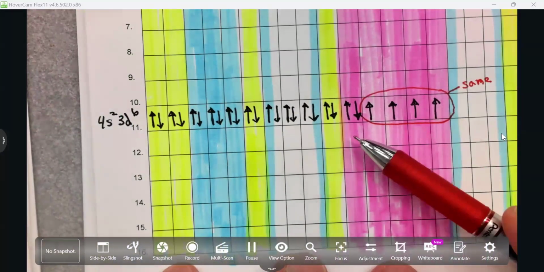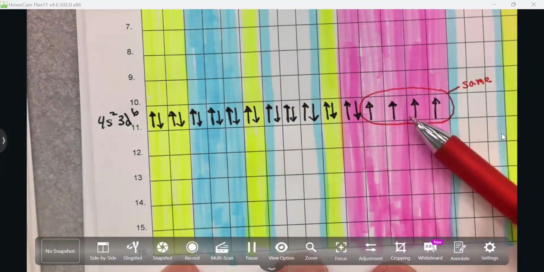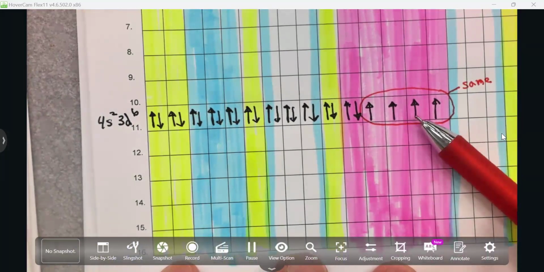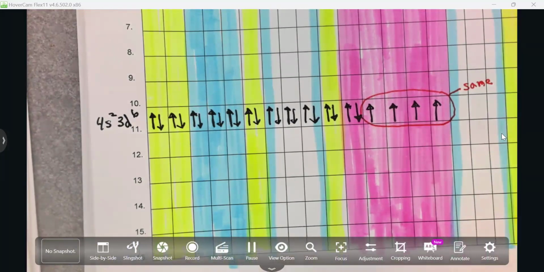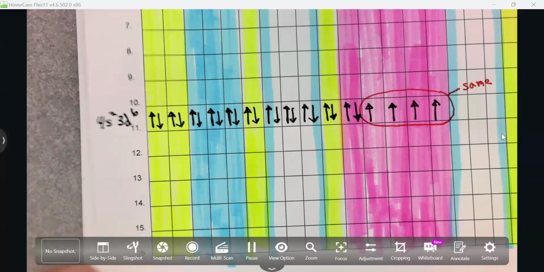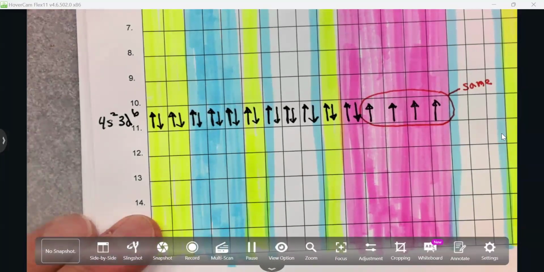Okay, Hund's rule: one electron in each orbital of the same spin before they pair up. It doesn't matter if it's P, D, or F, it would not matter. I think for the last one, I don't have enough. I don't have them all on here.